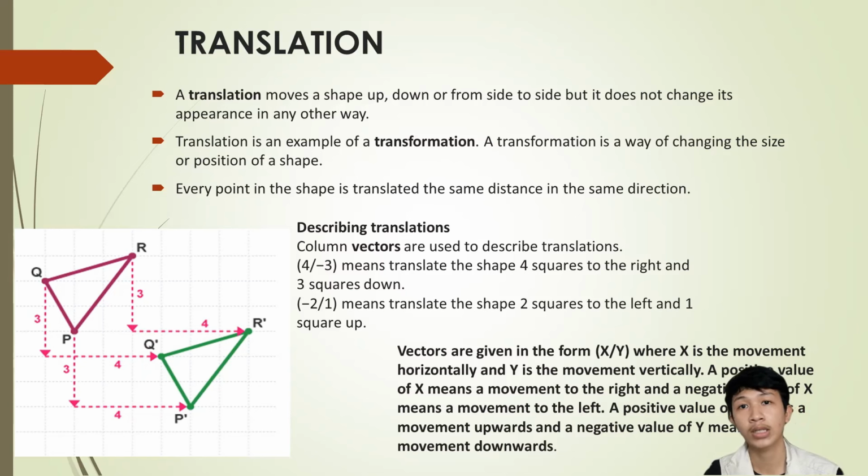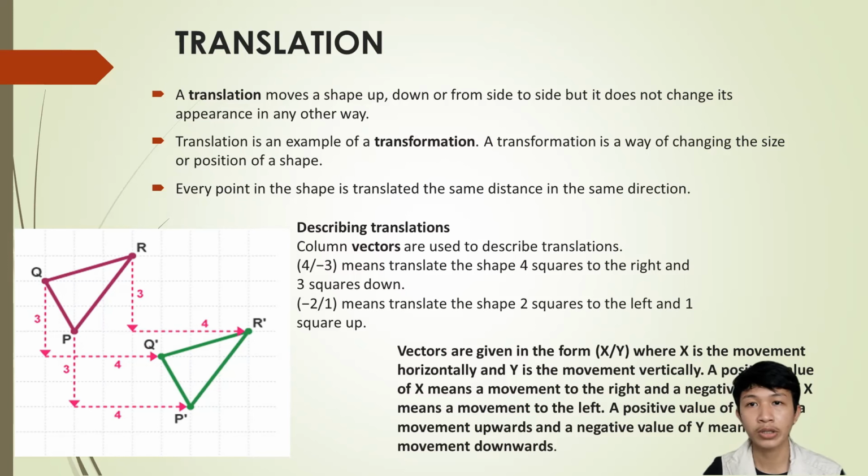Transformation is a way of changing the size or position of a shape. Every point of the shape is translated the same distance in the same direction. Same distance, same direction. We'll see it in the picture below.